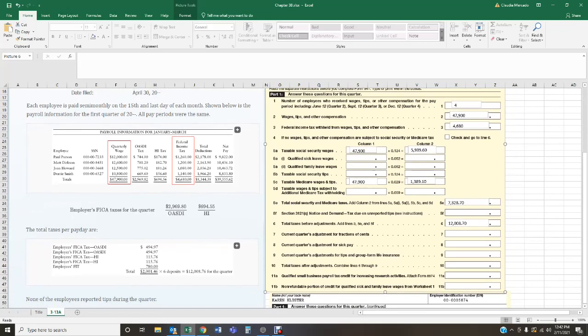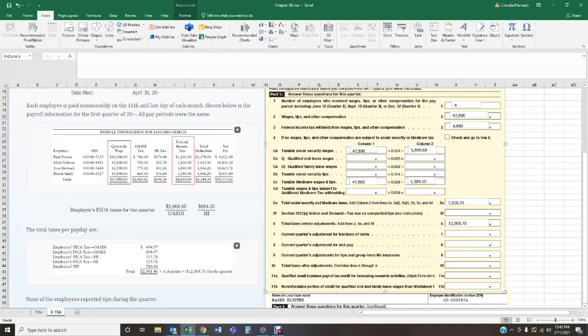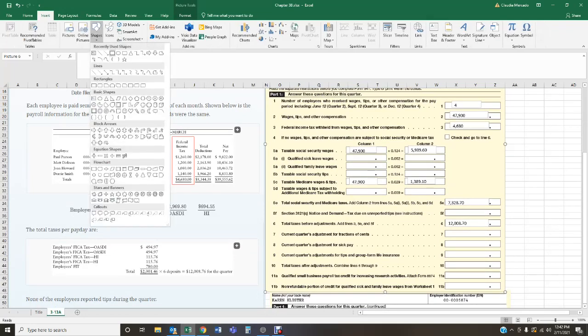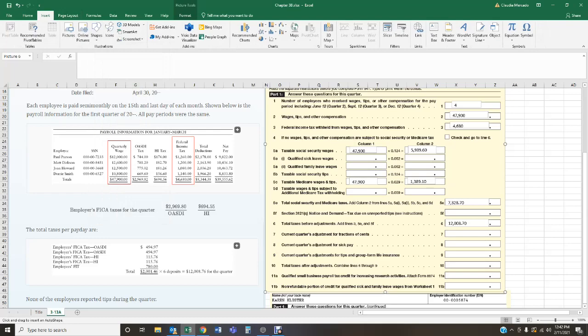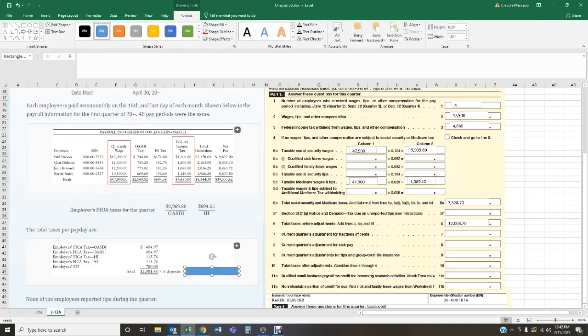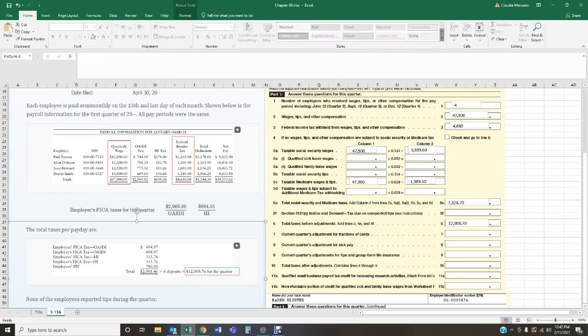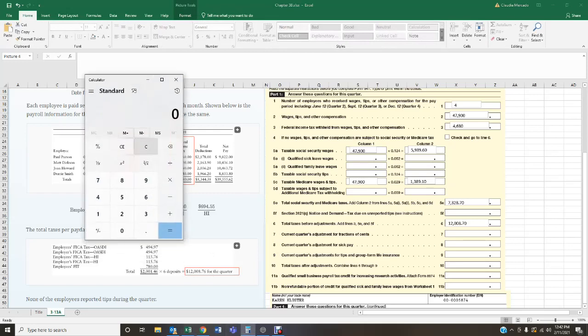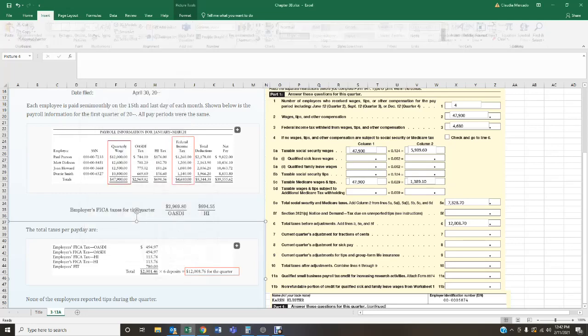According to the problem, if we look down here, it says that during the quarter we paid taxes of $12,008.76. So let's see what our adjustment is going to be. $12,008.76 minus whatever we have in line number 6, which is $12,008.70. That gives us a 6-cent adjustment. Okay. So insert.